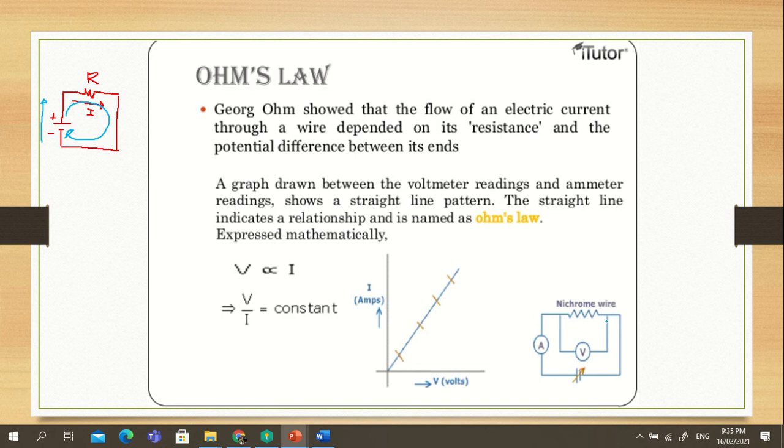So this is an example of a nichrome wire. We have the voltmeter here, we have the ammeter, and we have the variable source. If you can see an arrow, this is the symbol of the battery or the source voltage, so it means it's variable.